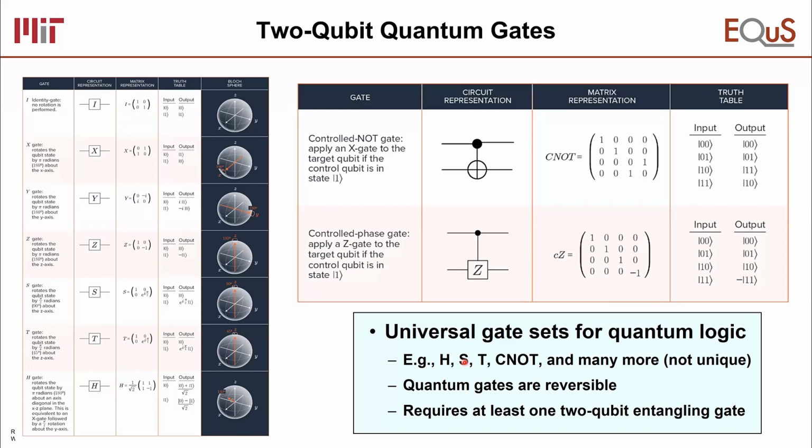And so here's one example here. Again, it's not unique, just like with classical gates, it's not a unique set, but it does have the property that you can get from any point A in the quantum state space to any point B in the quantum state space with this universal set. There's another property of quantum gates, which is in fact, unlike classical gates, quantum gates are fully reversible. There are some examples of Boolean logic gates which are reversible, but quantum gates must be reversible. And again, it requires at least one 2-qubit gate, which we call an entangling gate.